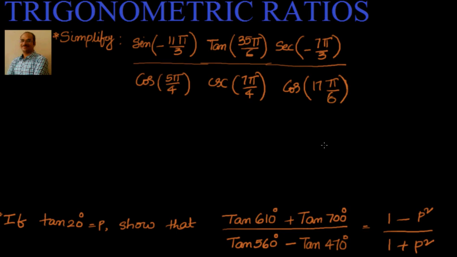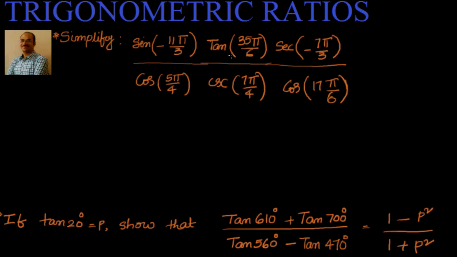We are solving problems in trigonometric ratios based on negative angles and also angles of type n pi by 2 plus or minus theta. So we have three problems to solve. Let's go ahead and do them. This is the first one.